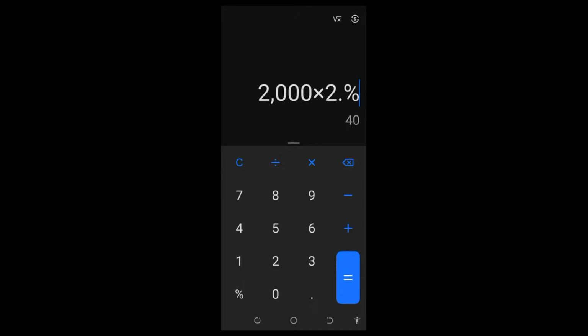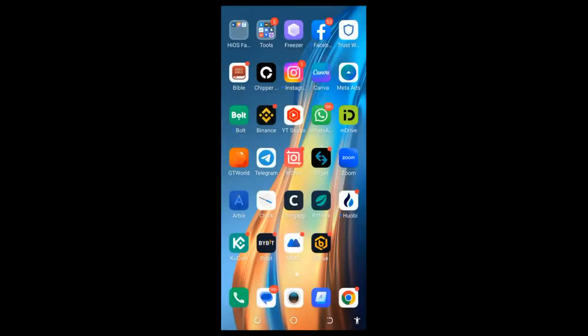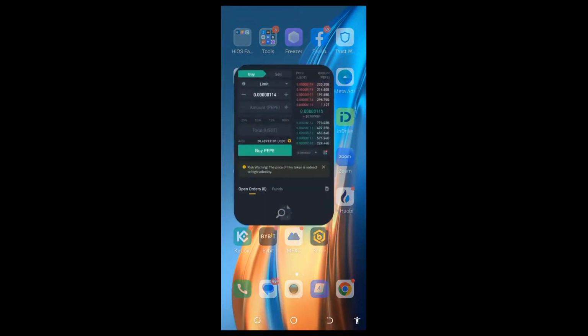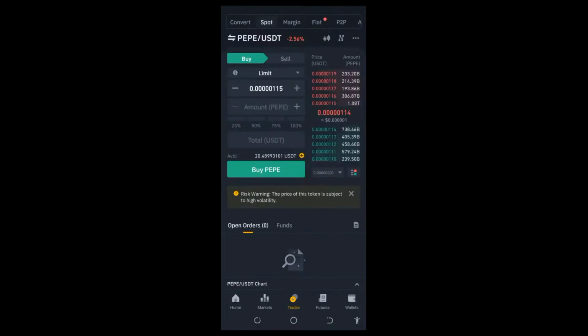Times 2.4%, what will you get? You get $48. So that means that if you had $1,000, you would get $24 as your profit. If you had $100, you would get $2.40. And that's why with my $20, I was able to get 48 cents. Now, do you understand what we're talking about here? This just shows that when we're doing these things, it's very important that you understand the concept behind it.